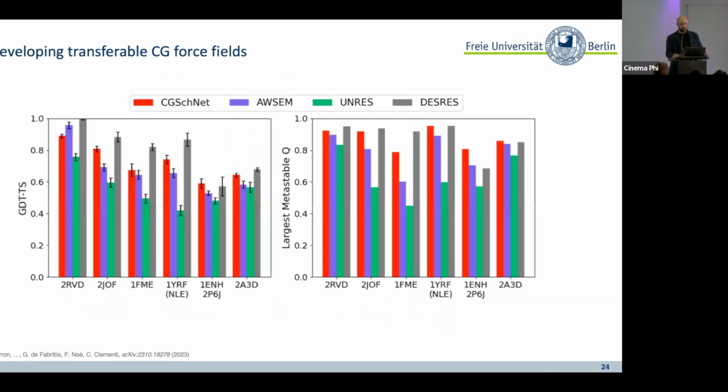With that, we can also look at some more quantitative metrics in order to quantify the ability of our model to reproduce the folded state ensemble, in particular the GDT-TS score that was used in CASP, or the largest metastable fraction of native contacts. And in general, you can see that we are better than all the other state-of-the-art force fields. We are sometimes even comparable with DESRES prediction.